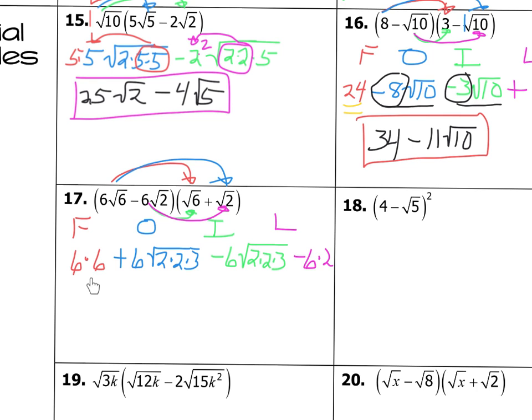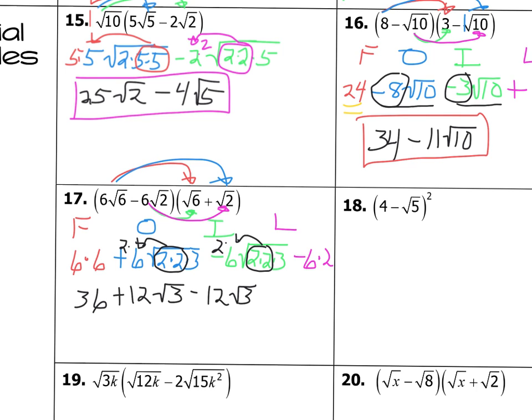So back over here to the beginning, 6 times 6 is 36. And then here I can take a pair of 2's out in front and multiply it to the 6. So I get positive 12, radical 3. I can take a pair of 2's out here and multiply it to the 6. So I get a minus 12, radical 3. And then here, I get negative 6 times 2, which is negative 12.